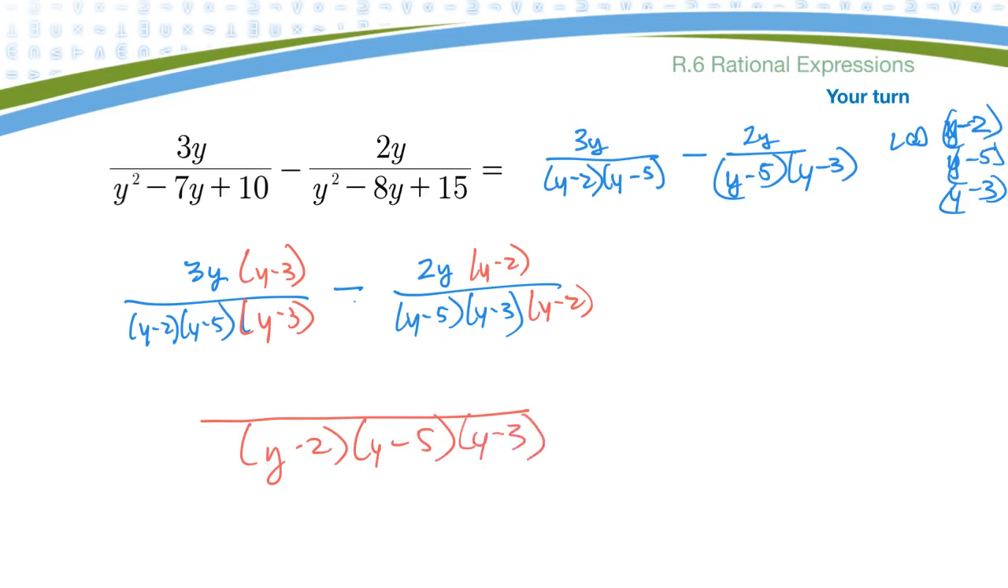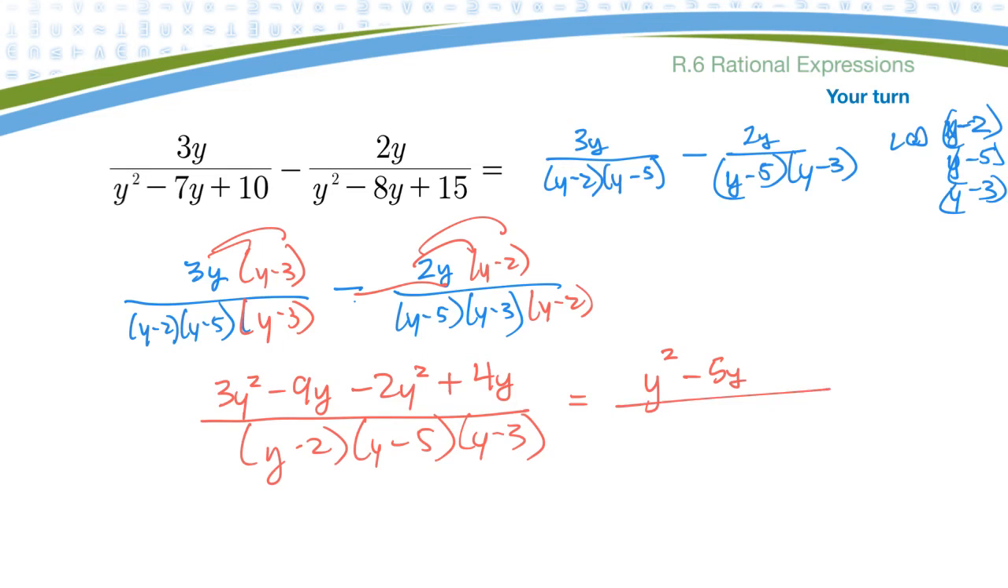And then on the top, I'm just going to go ahead and multiply those. So it'll be 3y squared minus 9y. Careful with this one because it's a minus 2 times each of those. So it'll be a minus 2y squared plus 4y. Simplifying, I'll get just 1y squared minus 5y all over y minus 2, y minus 5, y minus 3.